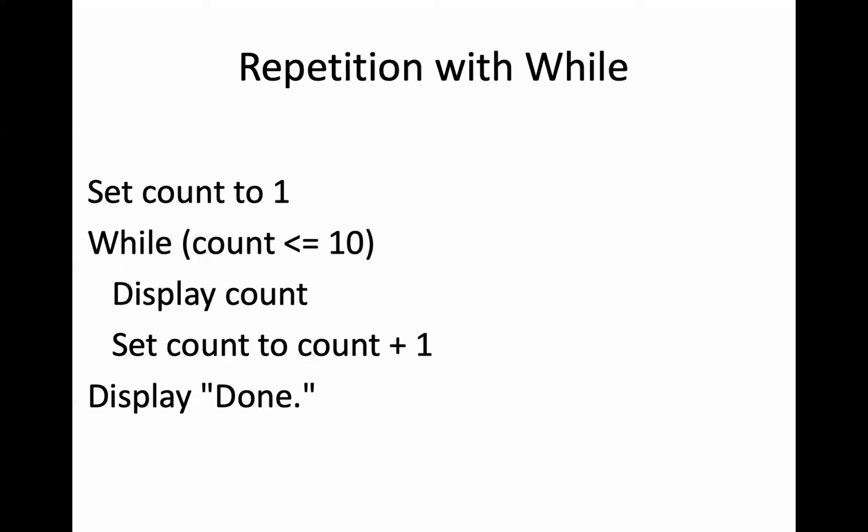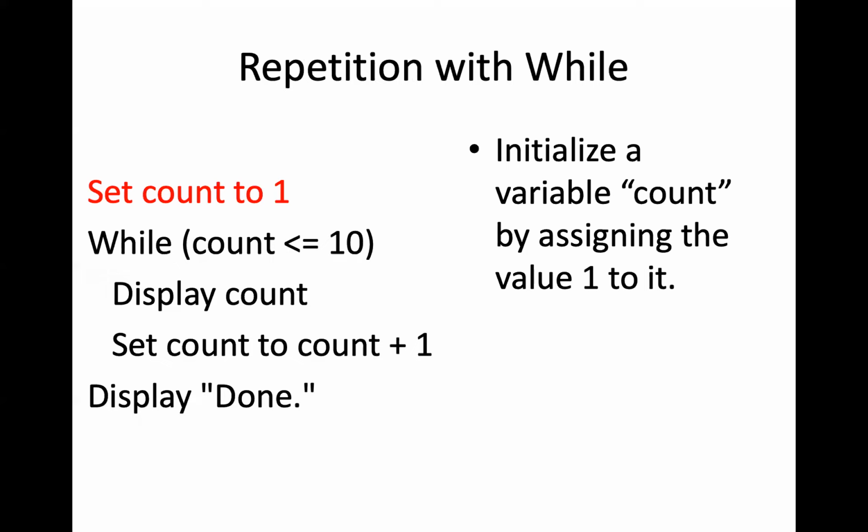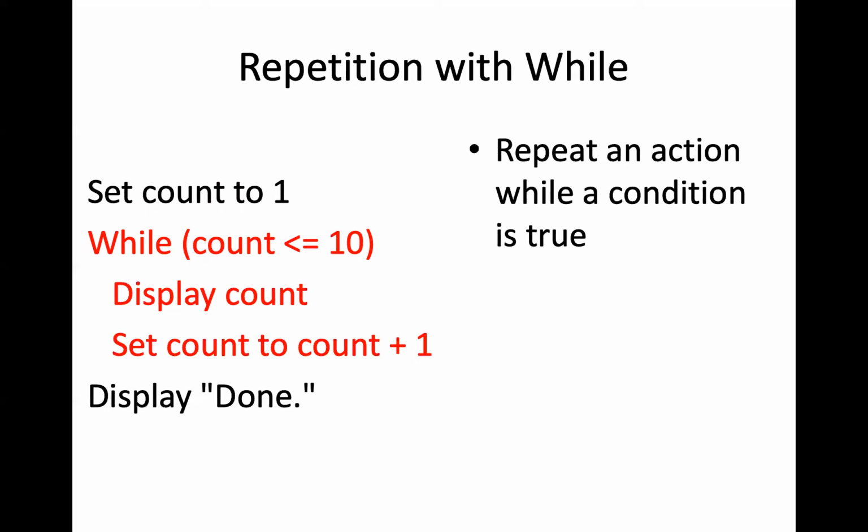The first line of code here is going to set count to 1. What that does is take a new variable called count and store 1 into it. The second part of the pseudocode program is the while loop, and now we need to understand how the while loop works. Basically, at a high level, it is going to repeat an action while some condition is true. So let's look at how that works.